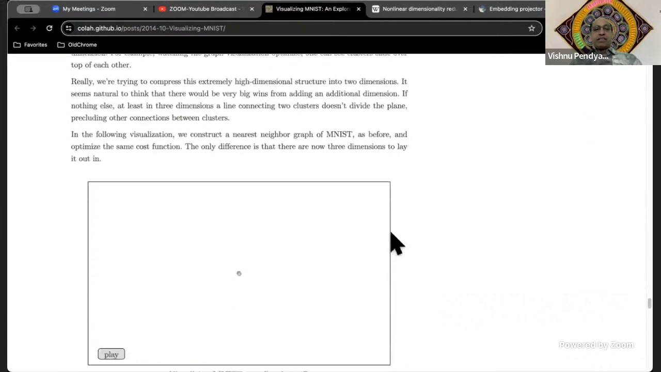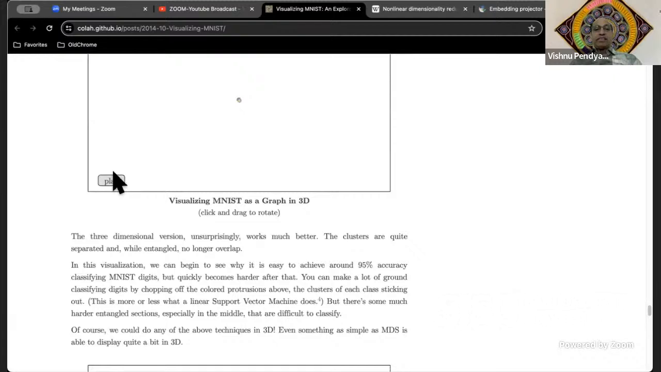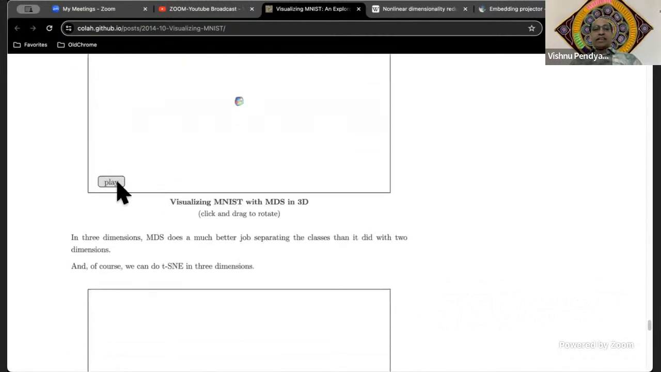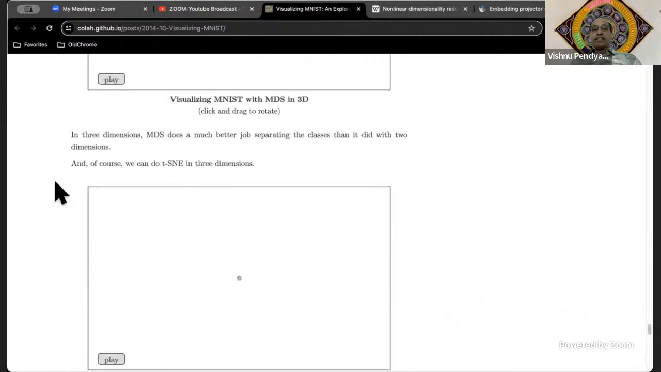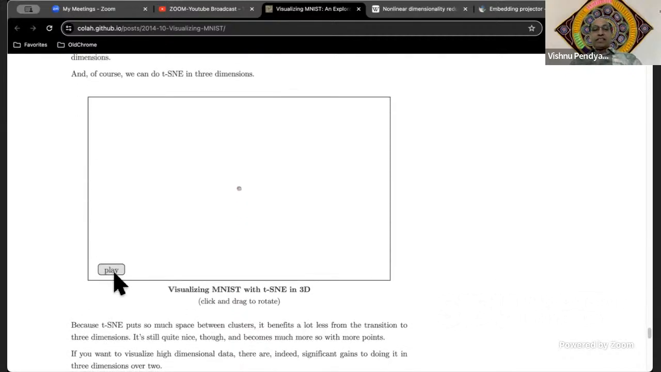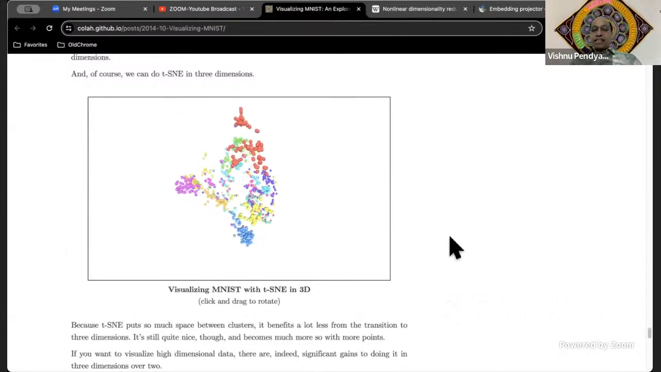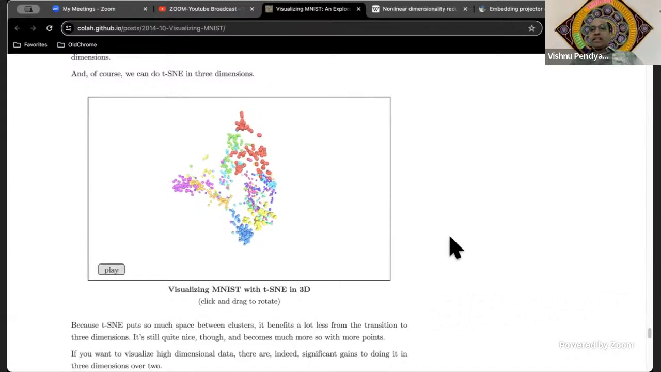What else? So visualizing in 3 dimensions. The graph model looks like this. MDS in 3 dimensions looks like this. t-SNE looks like this. So that is the idea of dimensionality reduction and nonlinear data, manifold learning, and visualization, and so on and so forth. So that kind of concludes my talk.